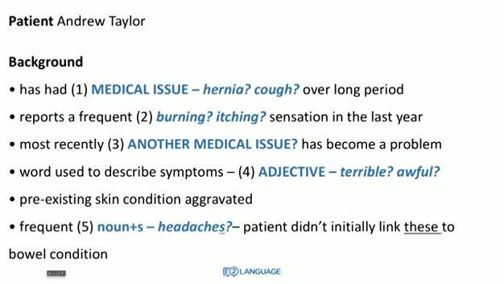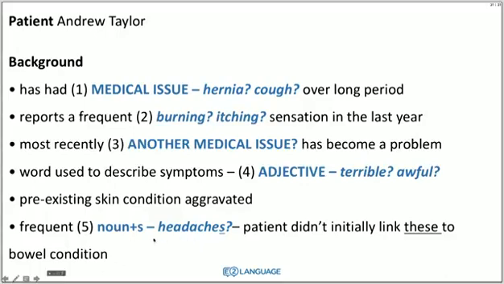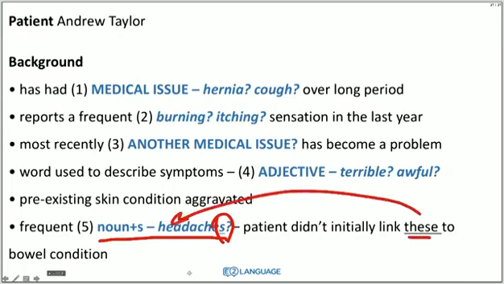Number 4, word used to describe symptoms. So it's going to be a single word used to describe symptoms. It's going to be an adjective like terrible, awful, painful, something like that, right? Number 5, frequent something. Patient didn't initially link these, plural. So this word here is going to have to be a plural noun, like maybe headaches, but it's going to be something with an S on the end because this tells me that this is going to be plural, right?